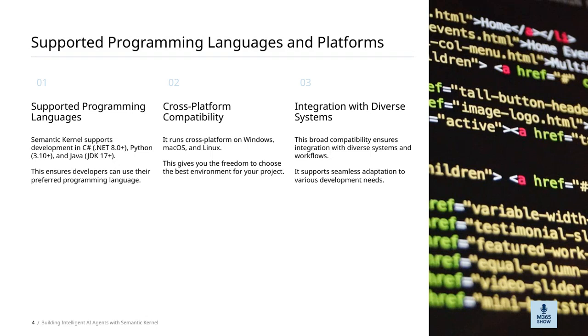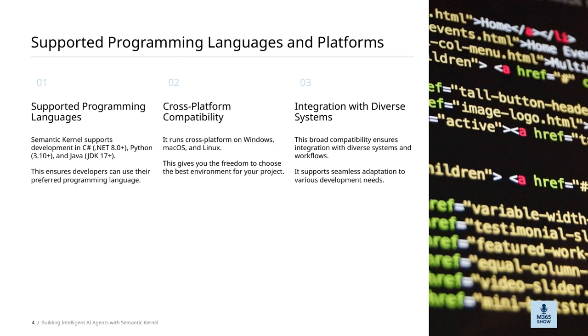Let's take a closer look at the supported programming languages and platforms for Symantec Kernel. One of the key strengths here is its broad compatibility, which really ensures smooth integration with a wide variety of systems and workflows. This flexibility means you can adapt it seamlessly to different development needs without much hassle. When it comes to cross-platform compatibility, Symantec Kernel runs on Windows, macOS, and Linux. So, whether you're working in a Windows environment or prefer macOS or Linux, you have the freedom to choose the best environment for your project. This cross-platform support broadens your options and makes collaboration easier across different teams.